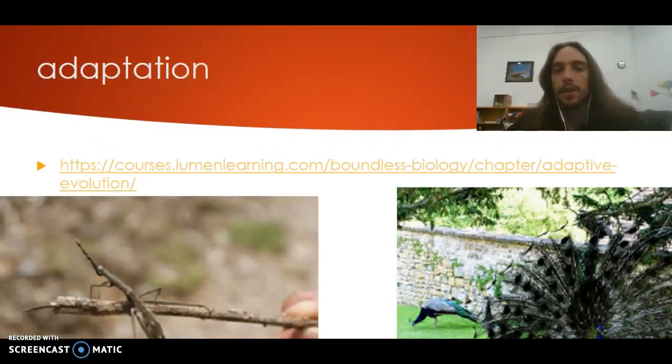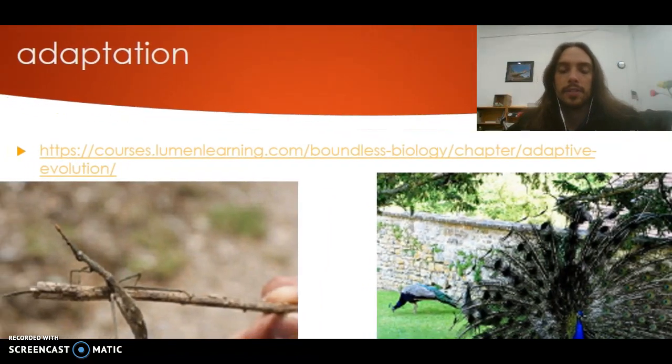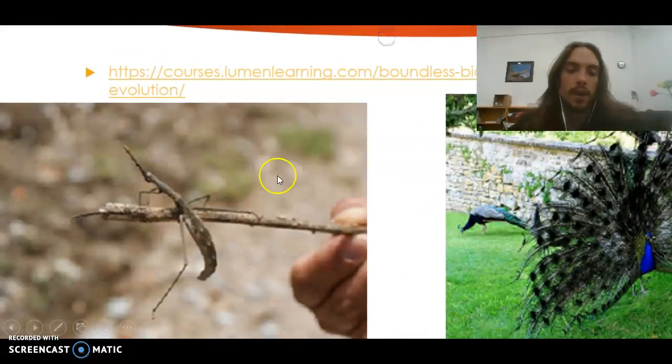Okay, so we got a couple examples of adaptation. Here's a walking stick bug, and it looks like a stick, and that's an adaptation that was selected for over thousands of years and many generations. So it's able to hide away from certain predators that are going to be in the trees looking for bugs to eat.